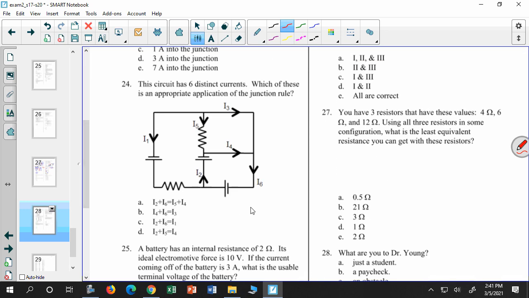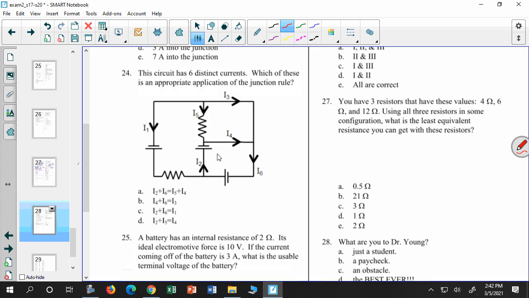Y'all good on these things? Remember we did one like this in class today? I know, but it was similar to it. Okay. Megan, we'll get to your question. I will do another multi-loop, but let's do this one. This one is like the one we did in class, but there are no numbers. You will have one like this, but a junction rule problem.